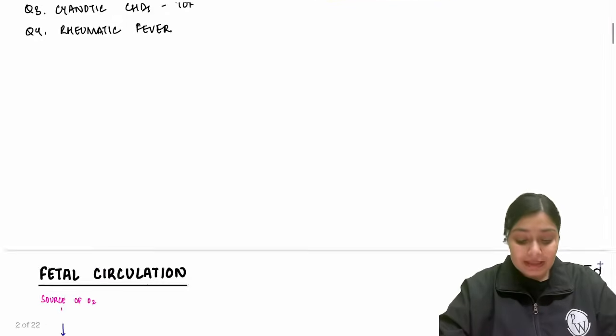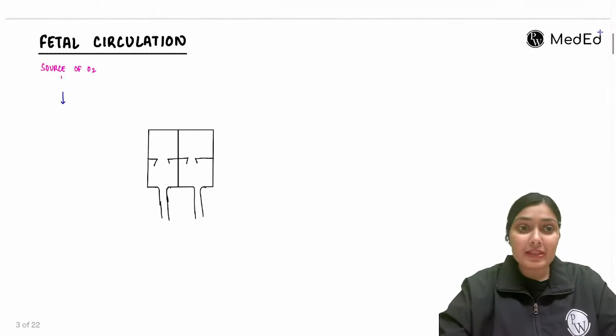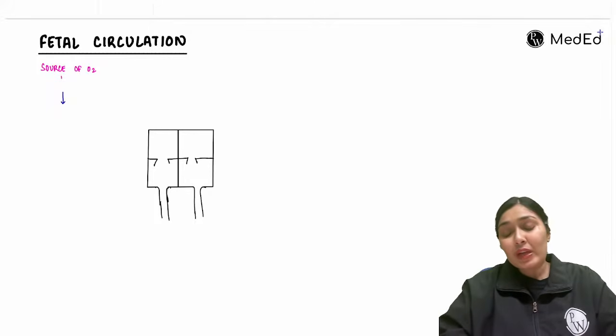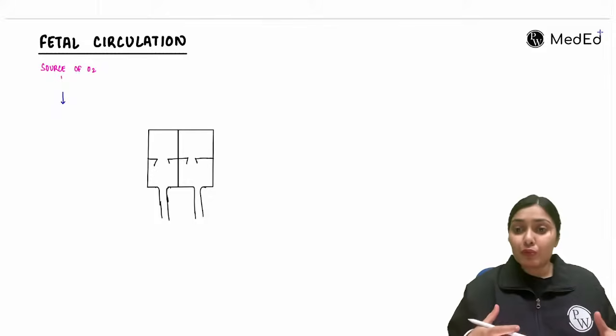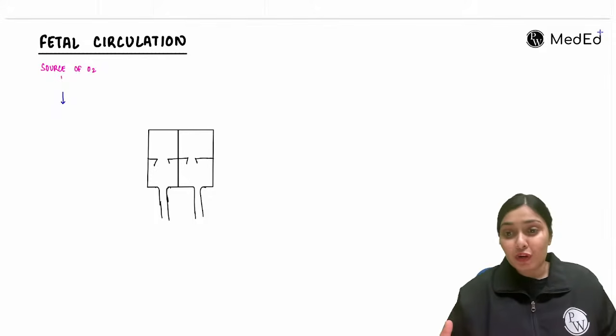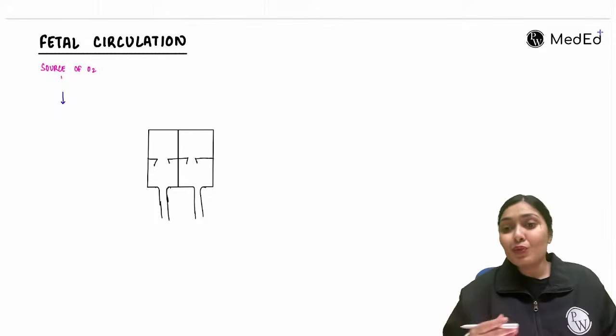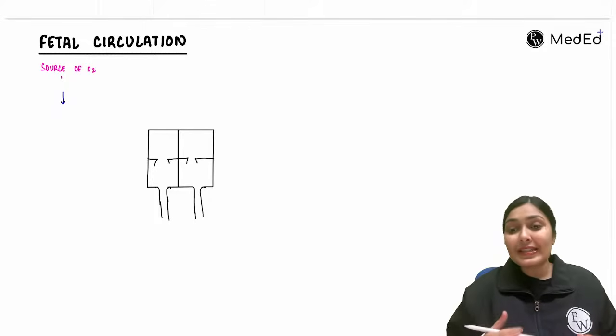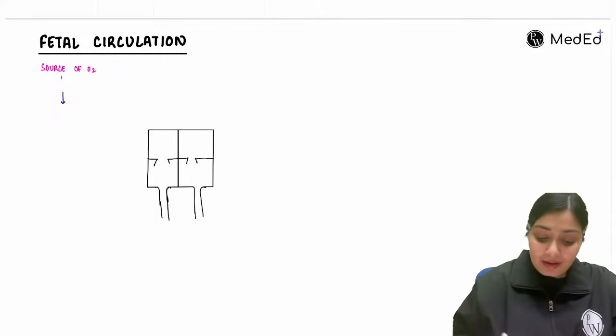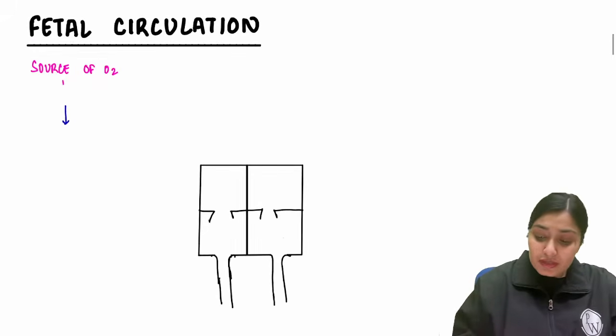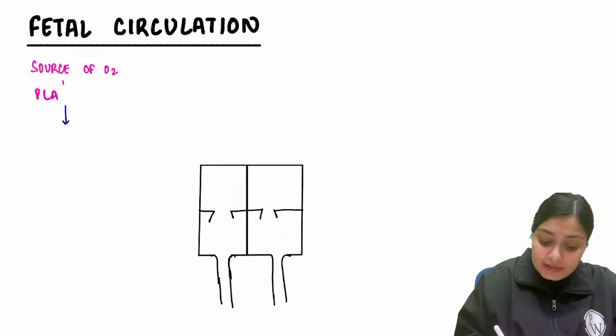Firstly, we'll start with the topic of fetal circulation. What is fetal circulation? When the child is in the womb of the mother, the lungs are not functional. So what is the source of oxygen for the fetus inside the womb? The source of oxygen is nothing but the placenta, right?